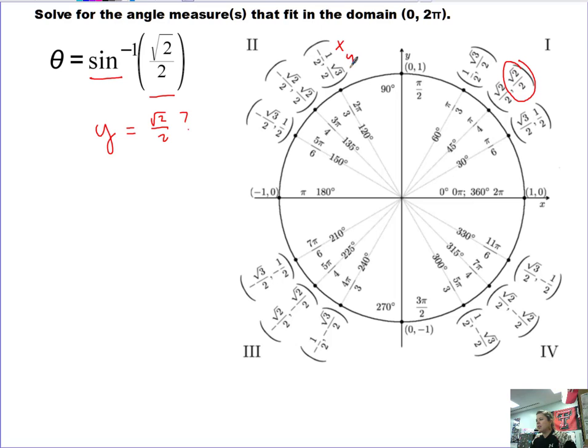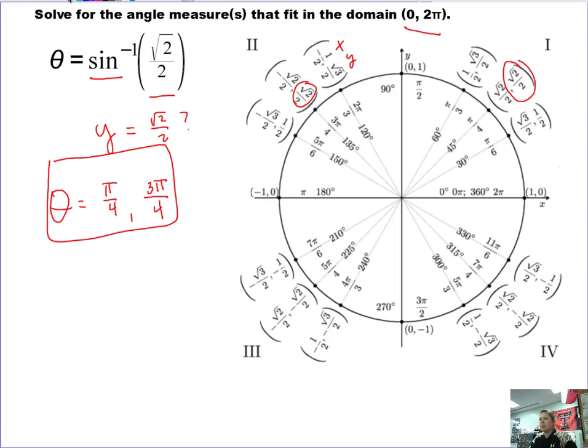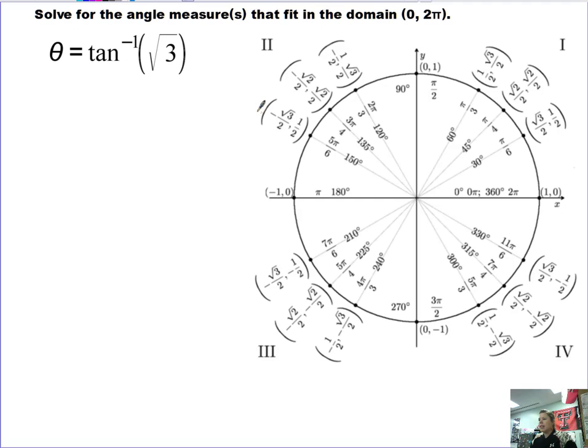This is x and this is y. So this one is 45 degrees and 135 degrees. Or, since I asked for it in terms of 0 to 2 pi, it would be pi over 4 and 3 pi over 4. That would be my final answer for that. There'd be two answers. And then tangent.